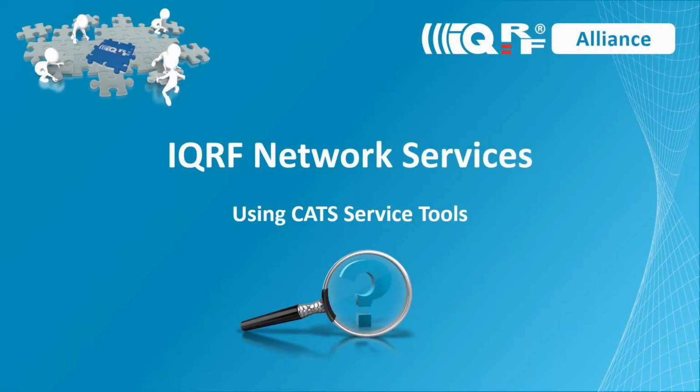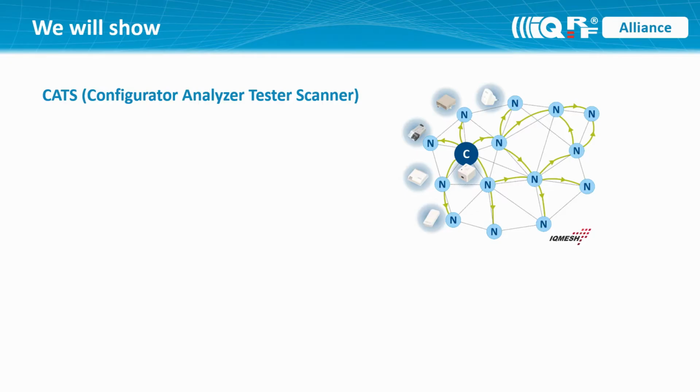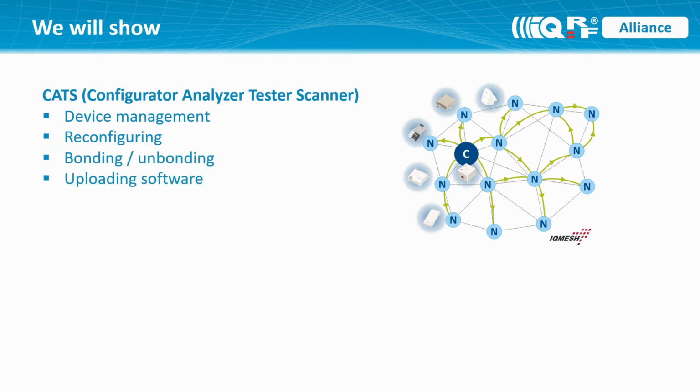In this video we will focus on the CAT service tools. If you have your network up and running, you may need to manage directly each device wirelessly, such as reconfiguring, unbonding or bonding, uploading a new hex file, identifying the device, and so on.